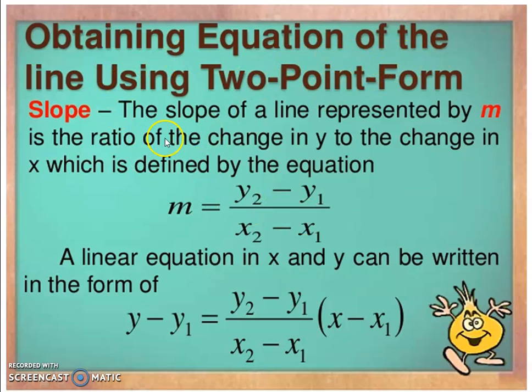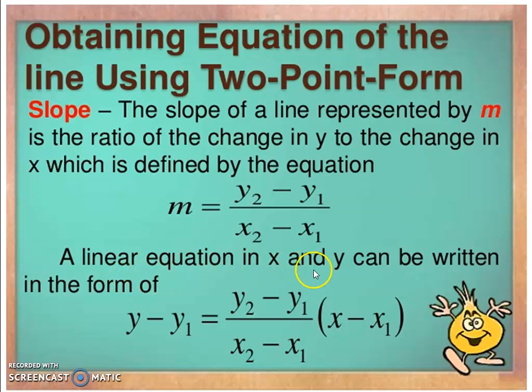Obtaining the equation of a line using the two points form, we have the slope. In today's lecture, what we discuss is the slope of the line, represented by m. The ratio of the change in y to the change in x is defined by the equation m is equal to (y2 minus y1) upon (x2 minus x1).